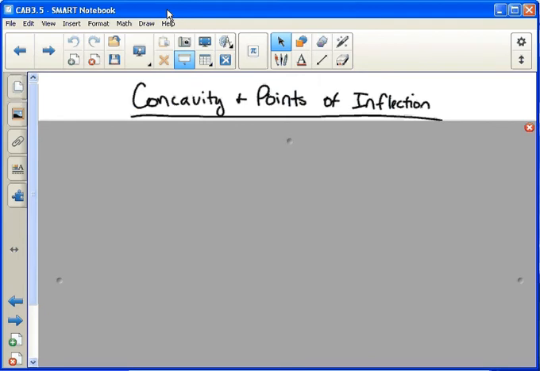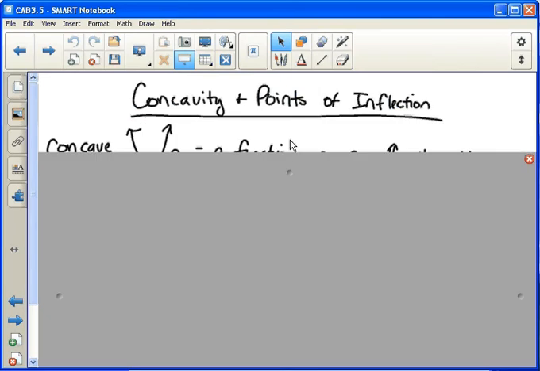In previous videos, we've talked about the first derivative and how we can use the first derivative to tell us about where a function is increasing, where it's decreasing, where it has relative maxima and relative minimum. So now we're going to switch gears and talk about the second derivative. The second derivative gives us information about things called concavity and points of inflection.